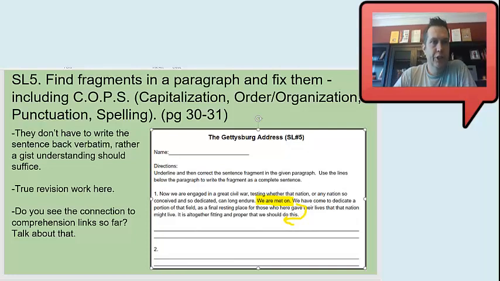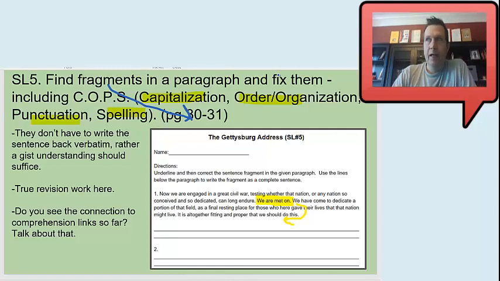Okay, so when we finished up, we were on SL5, and on this one, we're talking about finding fragments in a paragraph and fixing them, including COPS, which is what we discussed earlier, which is basically just a consistent way for students to revise their work. So with this one, it's talking about capitalization, order, organization, punctuation, spelling. Sentence fragments, this one can be found on page 30-31 inside the text.